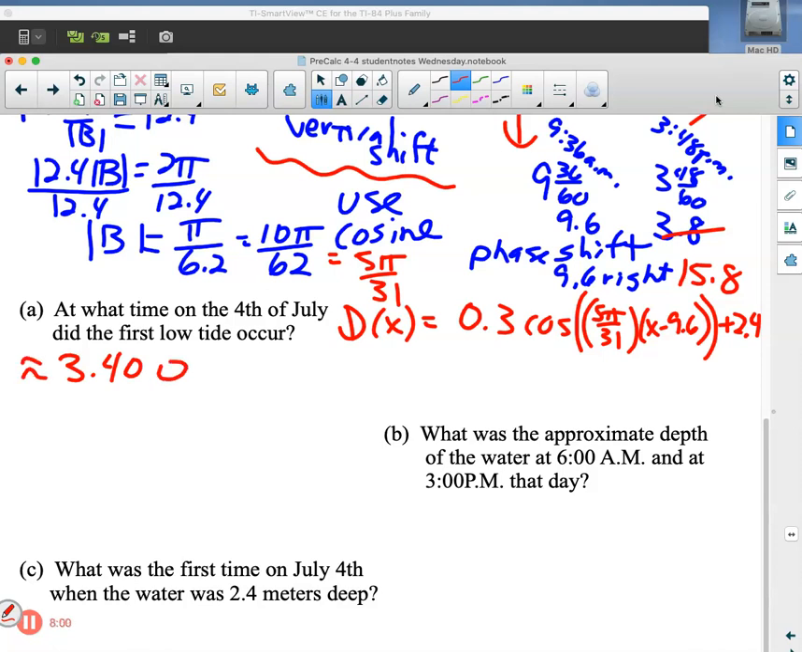But we have to take this and convert it back into time. So it's going to be 3 and 0.4 of 60, which would be 24. And then we need an AM or a PM. Well, that was part of that first curve, so that must have been an AM piece. So 3:24 AM. B says, what was the approximate depth of the water at 6 a.m. and at 3 p.m. that day?